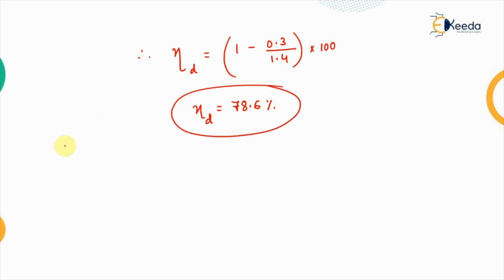Therefore the water distribution efficiency will be equal to 1 minus 0.3 divided by 1.4, into 100, and from here if we solve it, we get the value of 78.6% as the water distribution efficiency. So that's how we have calculated all the 4 types of efficiency. That completes the problem. Now in the next video we will take a look at the different irrigation requirements. Thank you.